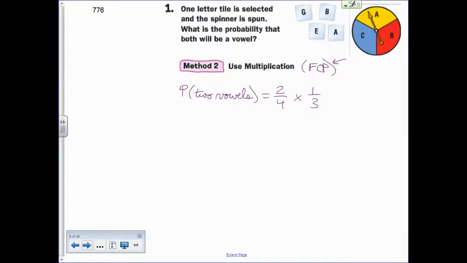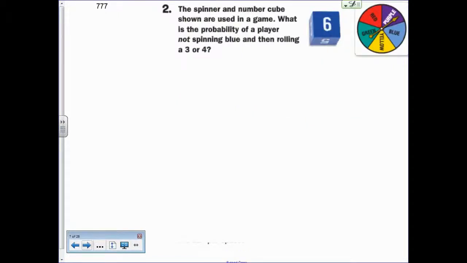If I take those 2 things and I multiply them times each other, then I can get my entire probability of getting 2 vowels. First, I'm going to simplify 2/4 down to 1/2. And then 1/2 times 1/3 is equal to 1/6. And so I get the same answer using multiplication, and I don't have to write out the tree diagram in the sample space.